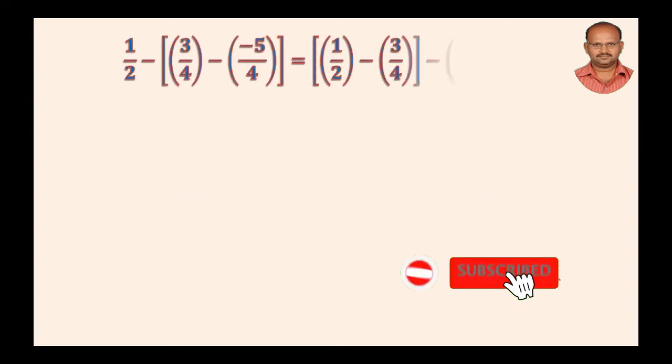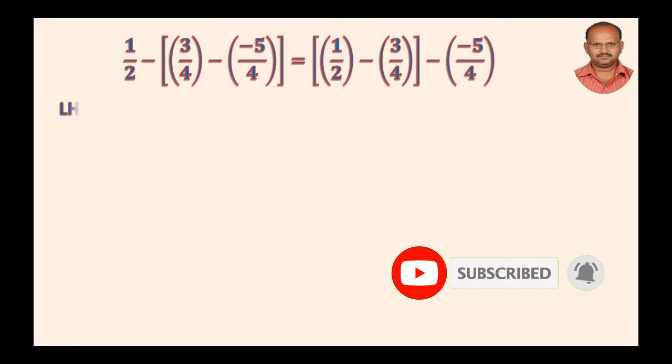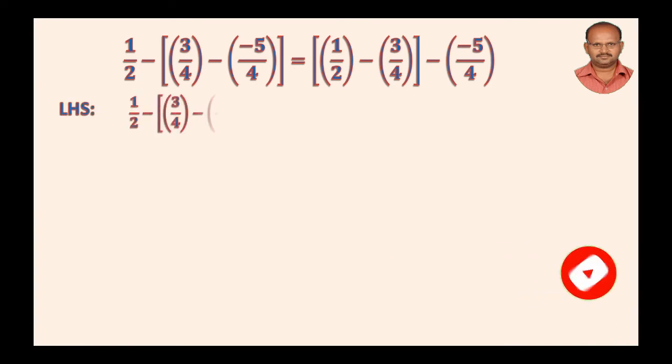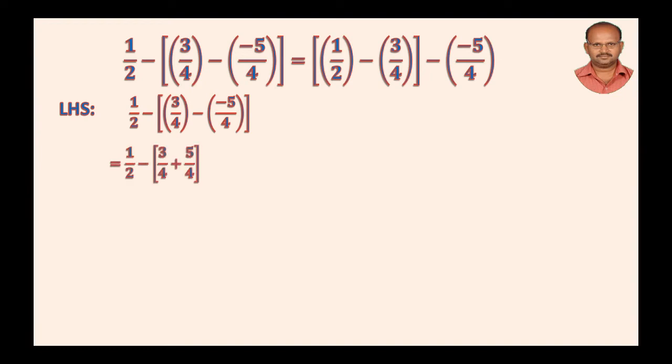LHS is equal to 1 by 2 minus within brackets 3 by 4 minus of minus 5 by 4, that is equal to 1 by 2 minus within brackets 3 by 4 plus 5 by 4. 4 and 4 are the like denominators. That is equal to 1 by 2 minus within brackets 3 plus 5 by 4. Then that is equal to 1 by 2 minus 8 by 4.